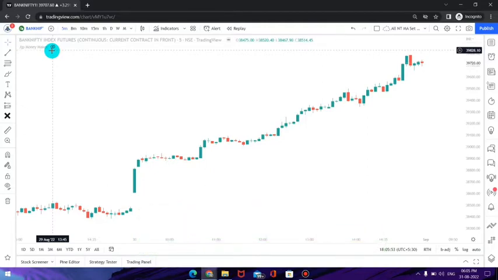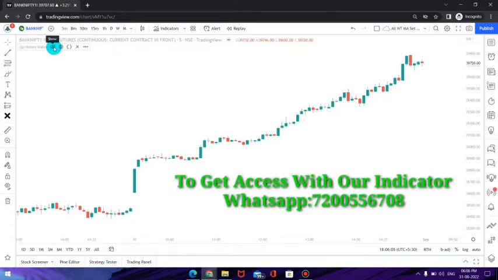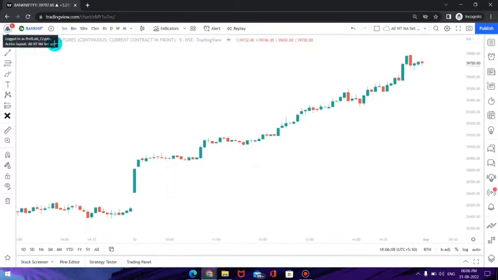So let us open our indicator. Now I have hidden our indicator. If you want to get access to our indicator, you can WhatsApp us right now. Once you WhatsApp, you need to send your TradingView profile ID here. Each and every one signs up with TradingView and gets an individual profile ID. Once you send your profile ID, we will give you access through your username, through the invite only script mode.